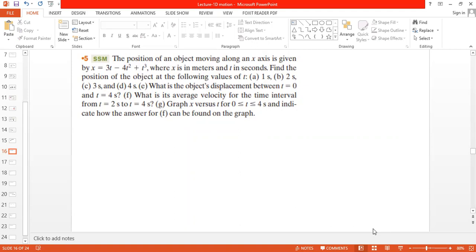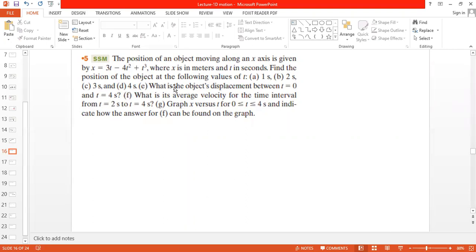Okay, so here is math number 5. The position of an object moving along an x-axis is given by x equal to 3t minus 4t square plus t cube, where x is in meters and t is in seconds. Find the position of the object at the following values: t equal to 1 second, 2 seconds, 3 seconds, 4 seconds.